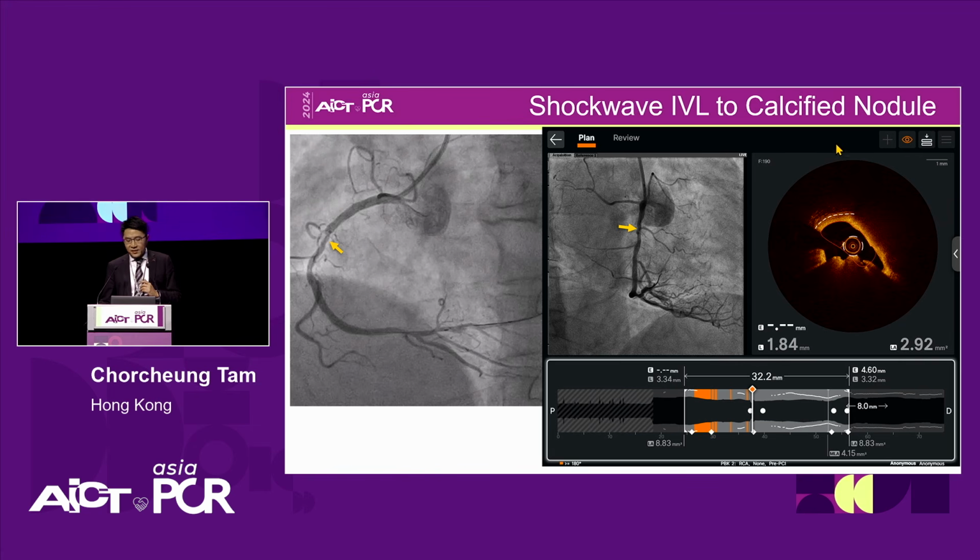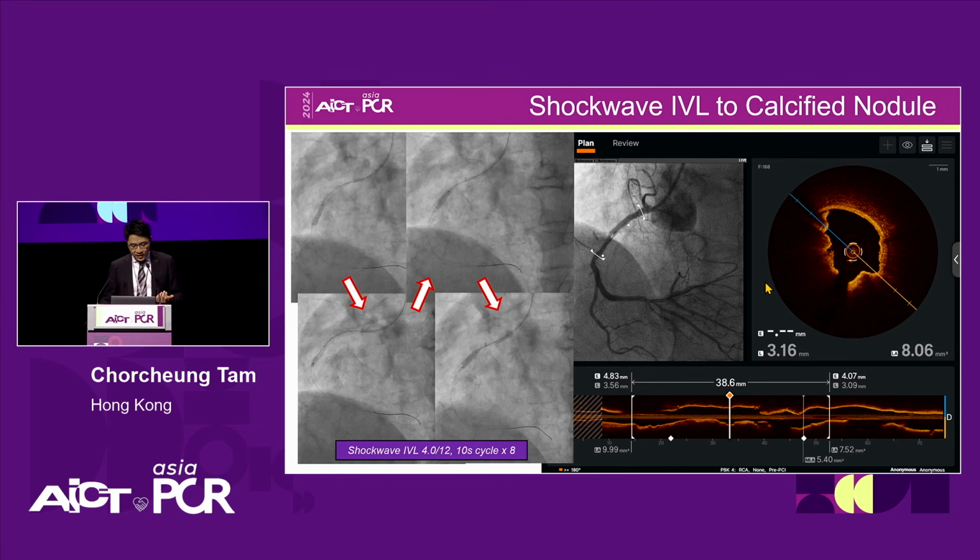In this case, there are many ways to treat that, and I chose to use IVL. As previous speakers have mentioned, for the efficacy of IVL, especially for calcified nodule, we have to use 1-to-1 sizing and deliver as many pulses as possible. So in this case, I used a 4.0 by 12 IVL balloon for one cycle. You can see the balloon actually expands better after this cycle.